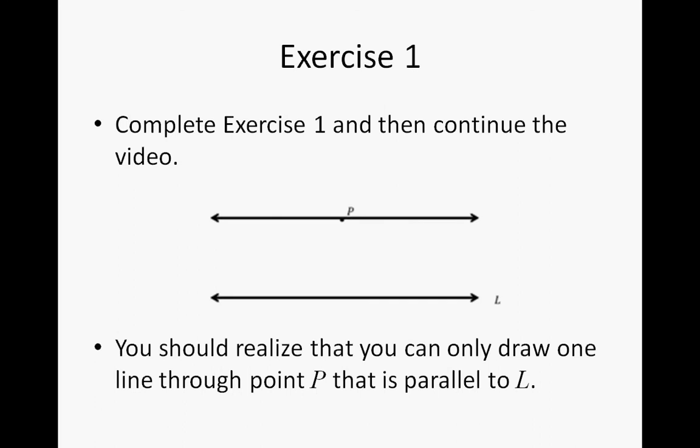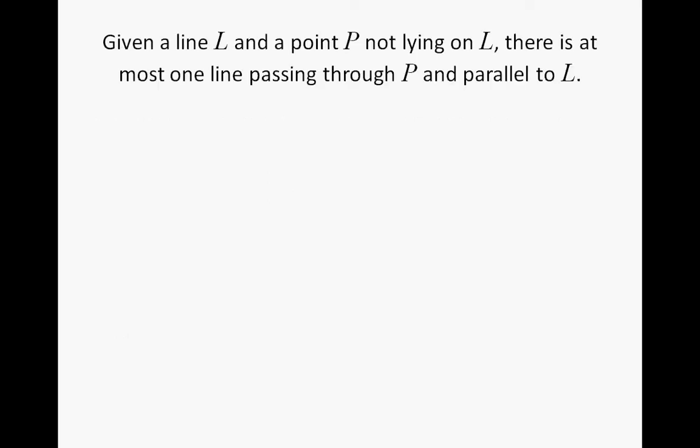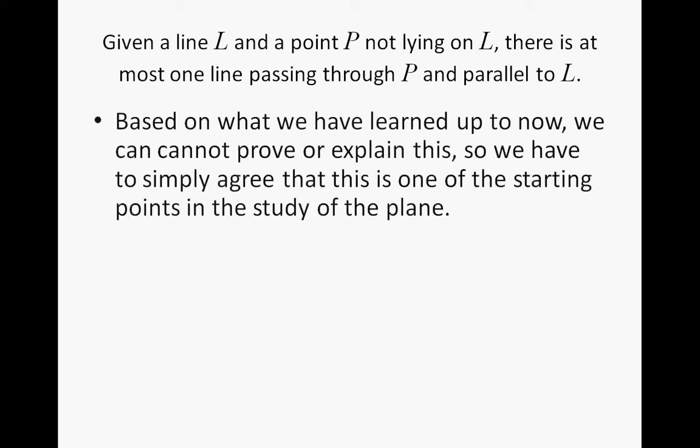And you should realize that you can only draw one line through point P that is parallel to L. So given a line L and a point P not lying on L, there is at most one line passing through P that is parallel to L. Based on what we have learned up to now, we cannot prove or explain this. So we have to simply agree that this is one of the starting points in the study of a plane.